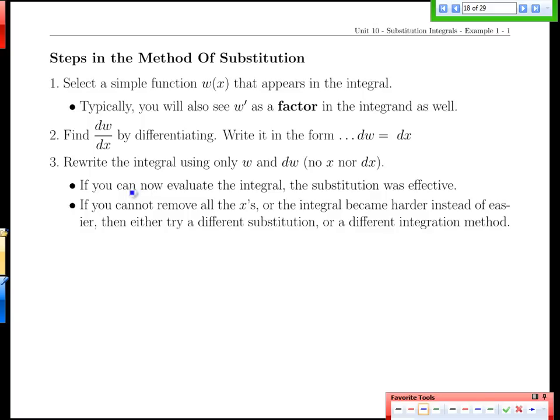Then there's a self-check. If you can evaluate the integral, then that's good. This substitution and the work involved traded one integral you didn't know how to do for a better one that you can evaluate. If, on the other hand, you still have x's left and you can't get rid of them, or you got something more complicated than your original, then that's a cue that you should probably try a different substitution or a different technique, like some of the ones covered later in the course.